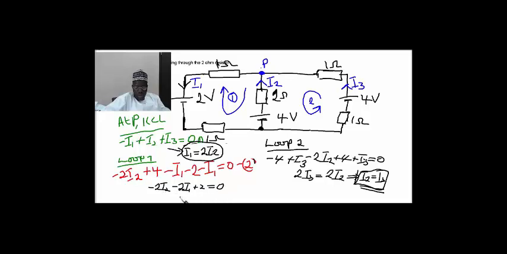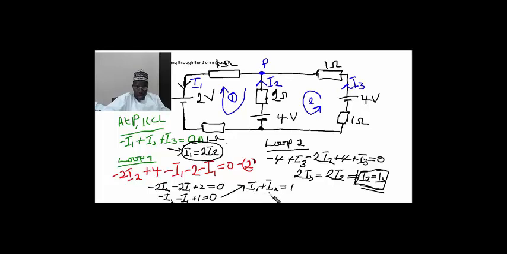So divided through by 2, we are going to have minus I2 minus I1 plus 1 equals 0. If we simplify this, it means that I1 plus I2 equals 1. We take this 1 to the other side, so it's negative; negative cancels negative, so we have this equation.